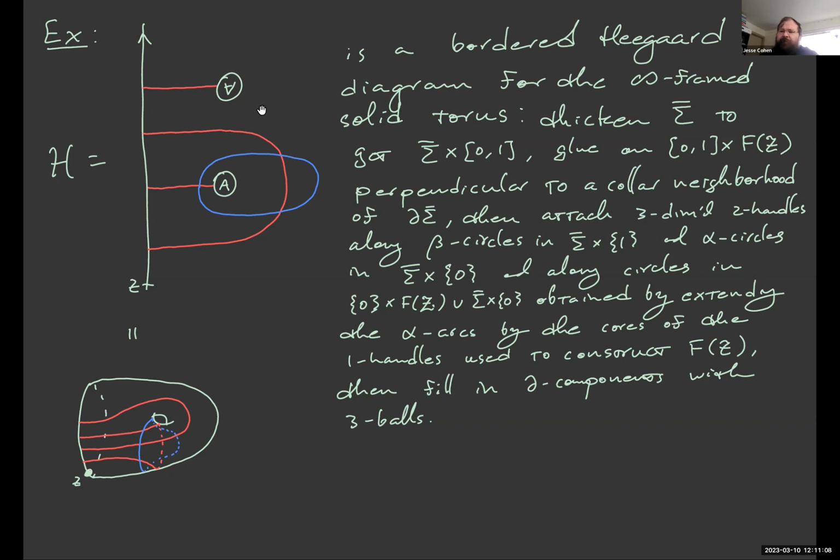And then the curves that are drawn here, well, these actually tell us a recipe for building a three-manifold with parameterized boundary. And the way this works is you take your surface, you thicken it, you glue on a copy of [0,1] cross the surface associated to Z in a manner that's sort of perpendicular to a collar neighborhood of the boundary of sigma. You attach three-dimensional two handles along the beta circles in sigma cross 1 and the alpha circles in sigma cross 0. And then you extend the alpha arcs in sigma cross 0 across the cores of the one handles in F of Z. And then glue on three-dimensional two handles and fill what's left with three balls.